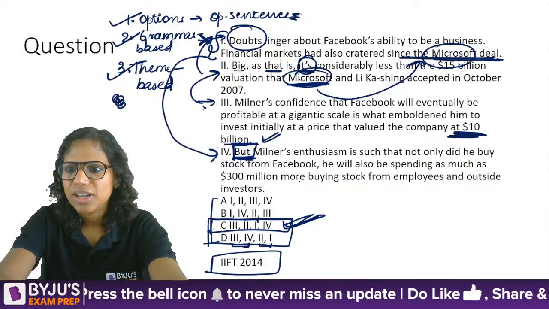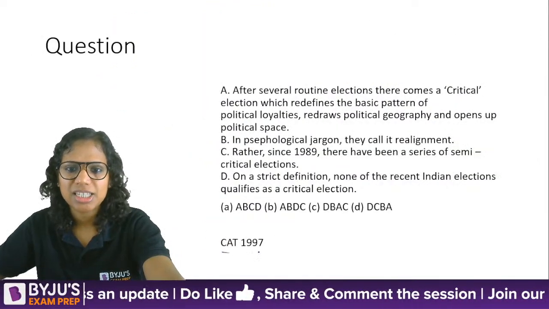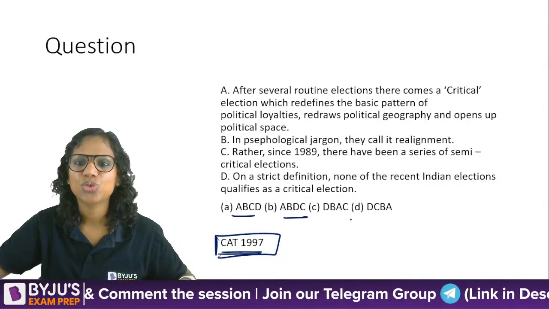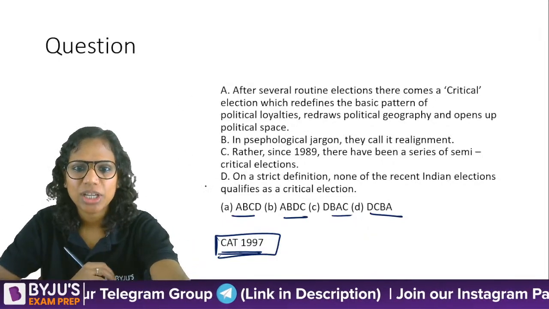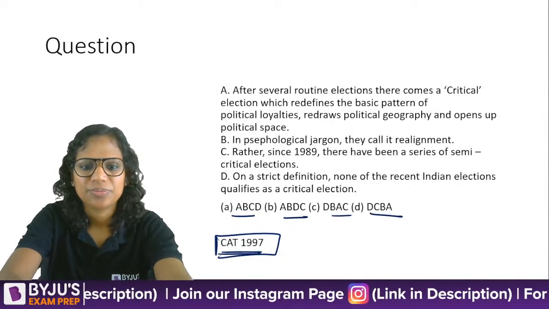Okay. Now, coming to a CAT 1997 question. Back then, CAT used to give options. Okay, so let's have a look at this. Just 4 sentences. Very simple question. Let's see what you say.